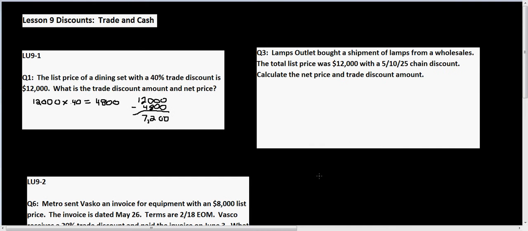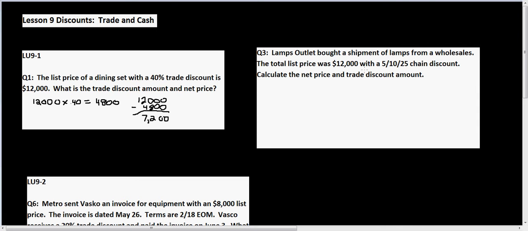Let's take a look at a chain discount. Well, what is a chain discount? That's a series of discounts given from the wholesaler to the retailer. Why do they do this? They do this because they want to push some products through that maybe aren't moving very well. They might be end of season items. It might be products that just aren't selling well in an area. It might be other things that are about to be discontinued.